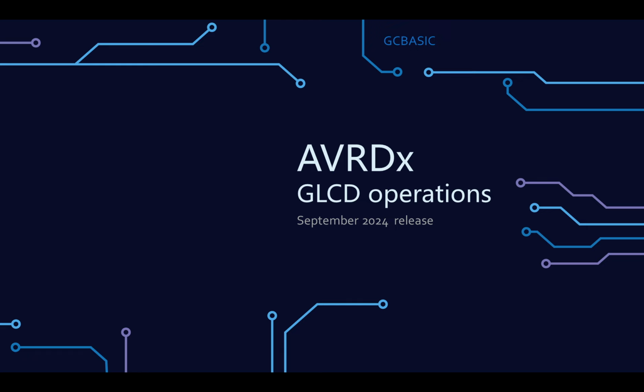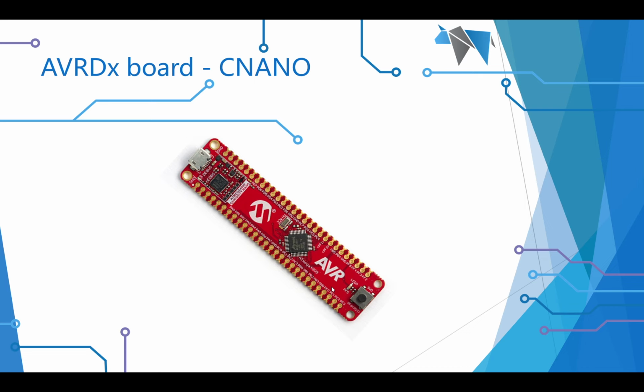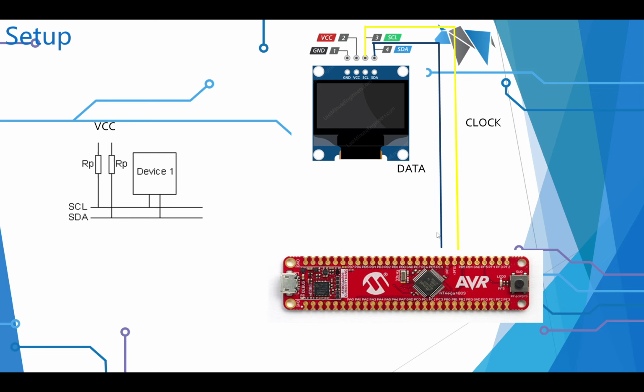Let's have a look. So what am I using here? I'm using a C Nano board. Happens to be a 4809, but it will work on any of the range. Essentially, I've got it hooked up. I've hooked up a GLCD. It's got two wires connected to it because it's using a two wire protocol, or I2C, and it's got a data line and a clock, and I've got some pull-up resistors, and you're going to see all that.